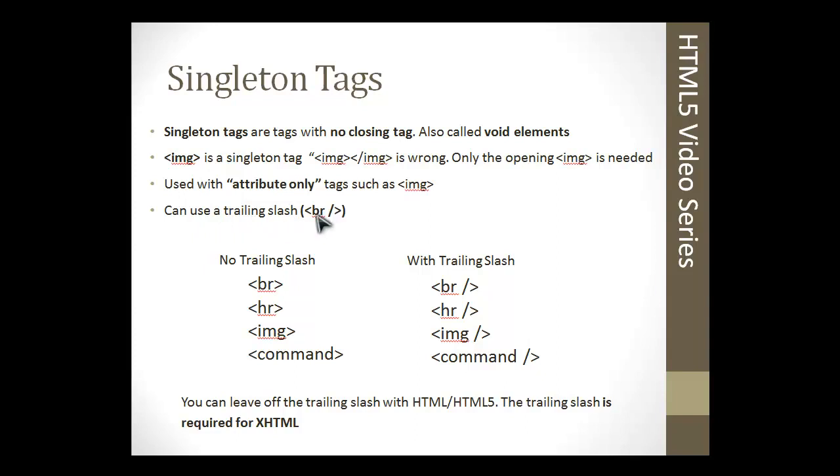They can use a trailing slash in HTML. If you're writing XHTML, then the trailing slash is required for it to be valid. But in HTML, HTML5, you do not need it. It's usually not used, but it doesn't hurt your document if you do use it. And here we have some examples of tags without a trailing slash: the line break, the horizontal line, image, command. And this is what they would look like with the trailing slash. And once again, if you're using XHTML, which is not covered in this tutorial, this is how you would do it.